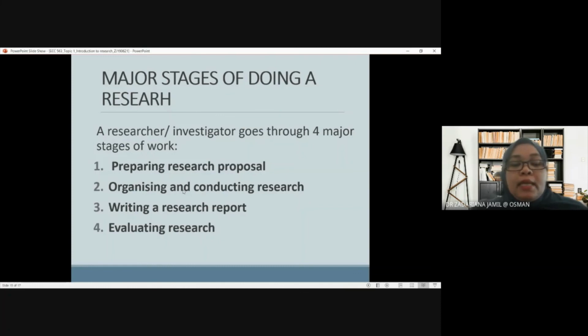And then the fourth one is evaluating the research. After you do the research report, you evaluate your research to see whether you need to have further study or not. You need to make some recommendations for further study, based on what you get from your research and so on. In this course, we are going to emphasize doing the research proposal.